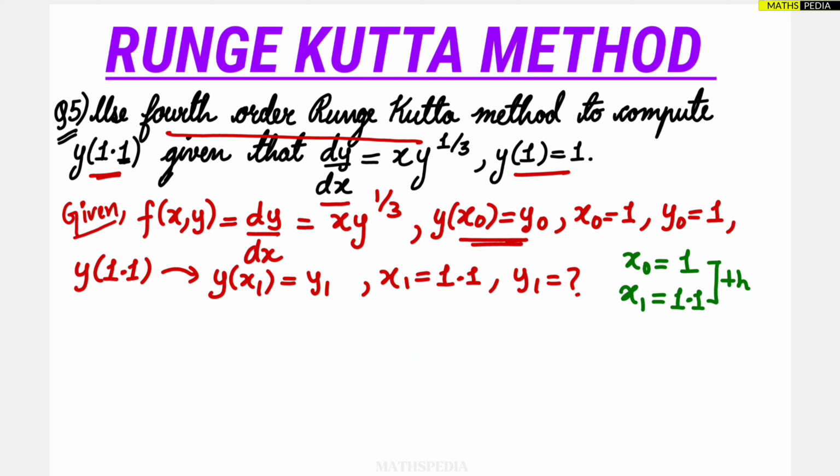Now, how to calculate h? Very simple. Just subtract the higher value x1 minus x0. The first floor minus the ground floor. Okay. So here it is 1.1 minus 1. So what is the answer? 0.1. So h value is treated here as 0.1. Very simple. So whatever is asked in the question, that is 1.1, minus the initial value given in the question. Okay, always x1 minus x0.